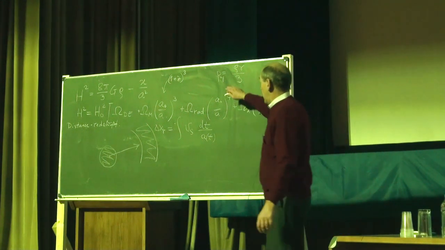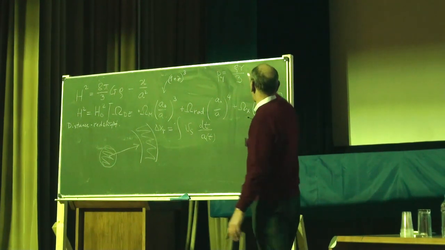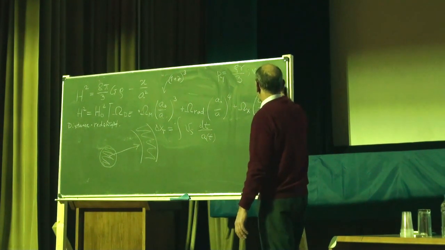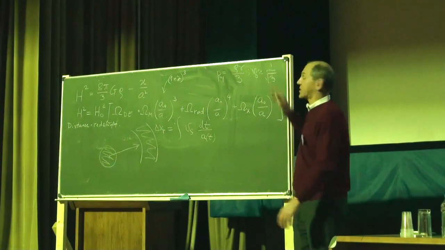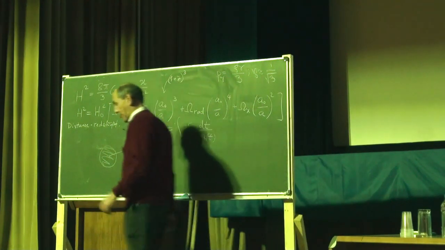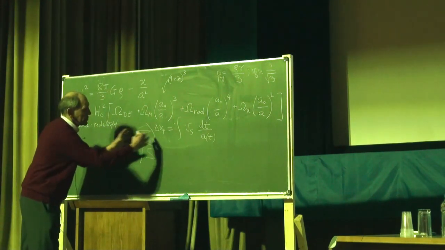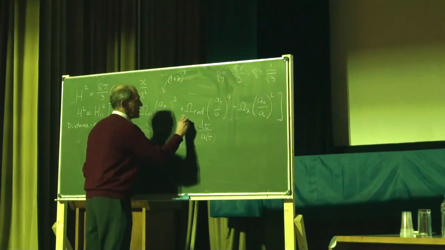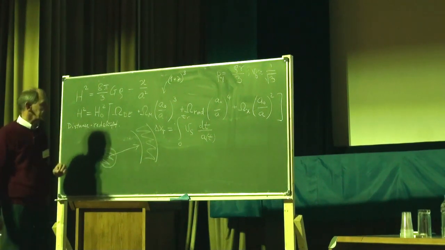So because of this, you have sound waves in this gas with the velocity of sound approximately equal to 1 over square root of 3. That's the velocity of sound. So there were sound waves there, and their velocity was this. This was a relativistic plasma. So both photons and baryons moved out from the beginning to recombination. They traveled this coordinate distance. And we can calculate it very precisely.